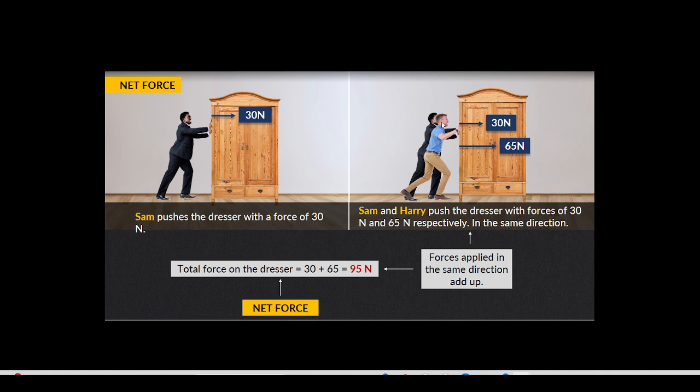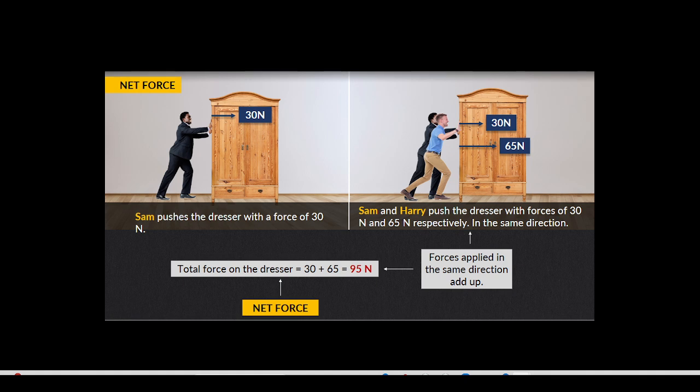How much force is Harry applying? 65 Newton. 65 Newton. Good. So they both are applying force in the same direction, and the force would add.